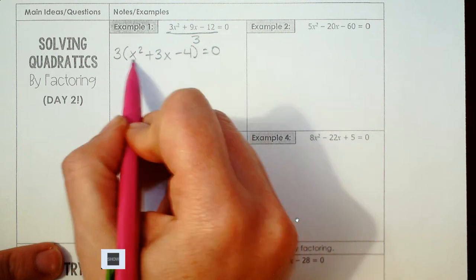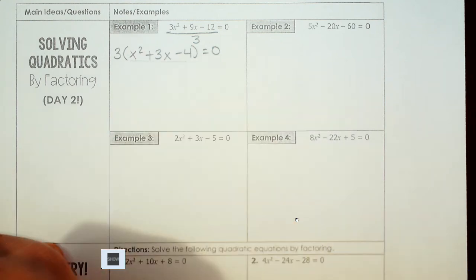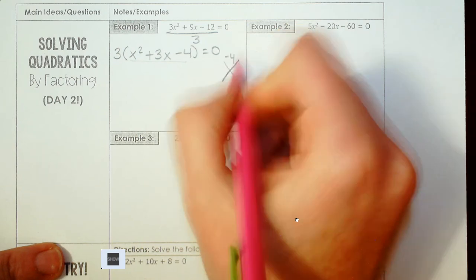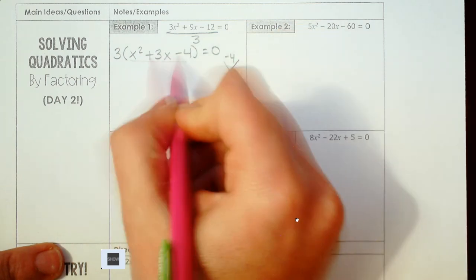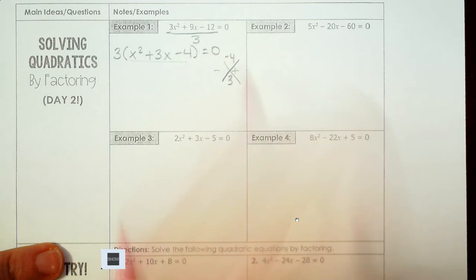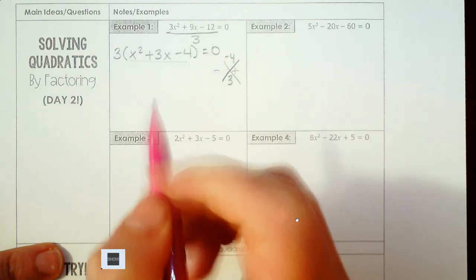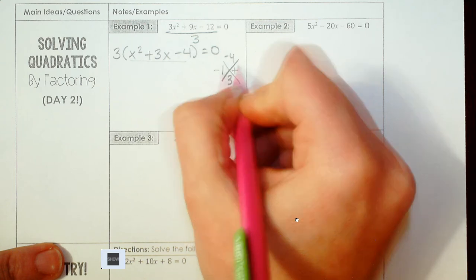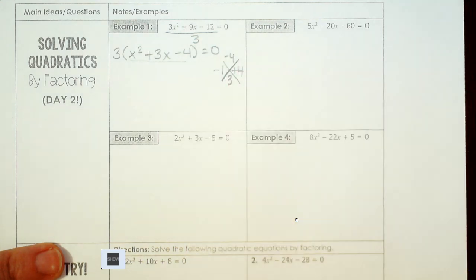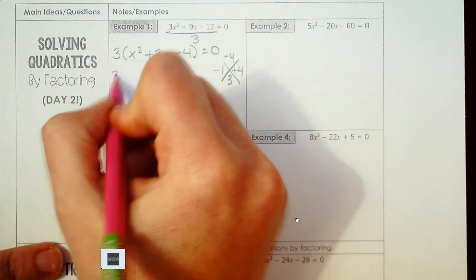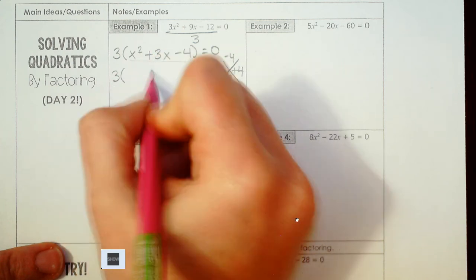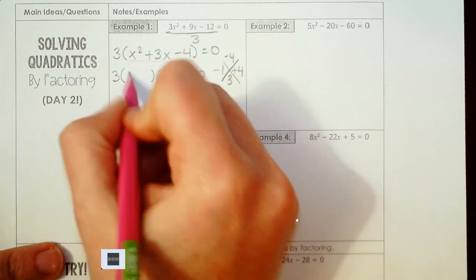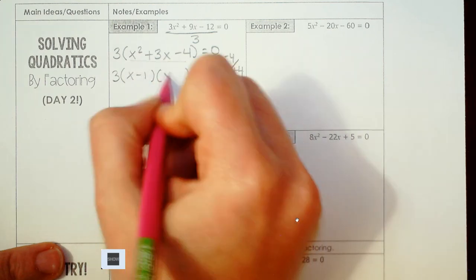Now we're going to factor this trinomial right here. Okay, so big X again. Negative 4, positive 3, positive negative is negative positive. Factors of 4 that add to 3. We have 1 and 4 or 2 and 2. So 1 and 4 would give us 3. Make sure to include your GCF. All right, so now we have 3 times x minus 1, x plus 4.